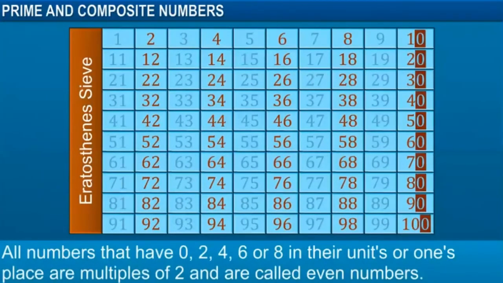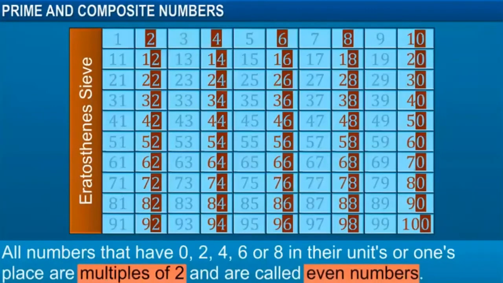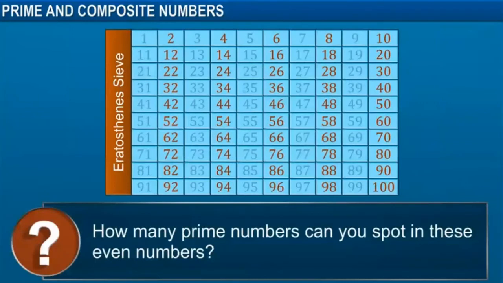All of them have 0, 2, 4, 6 or 8 in their units or ones place, and all of them are multiples of 2. Such numbers are called even numbers. How many prime numbers can you spot in these even numbers? Just one, that is 2. 2 is the only prime number which is even. The number 2 is the smallest prime number and also the only even prime.